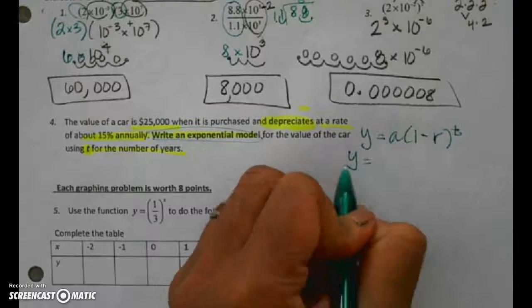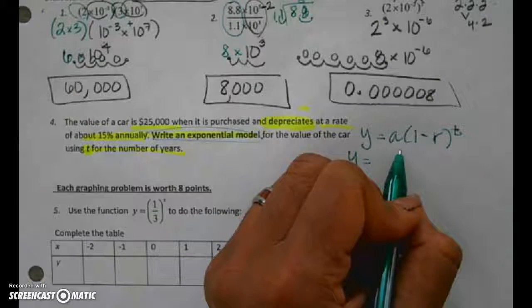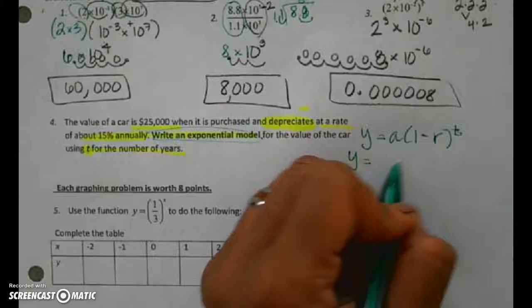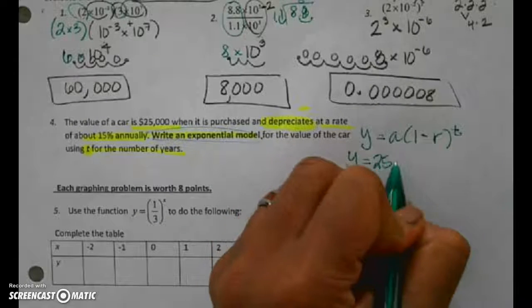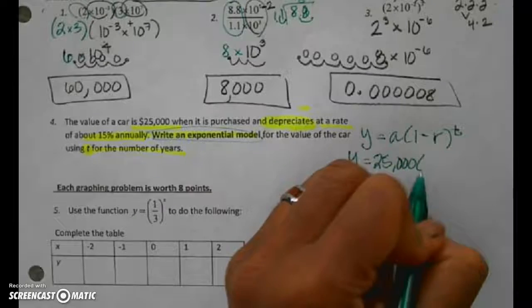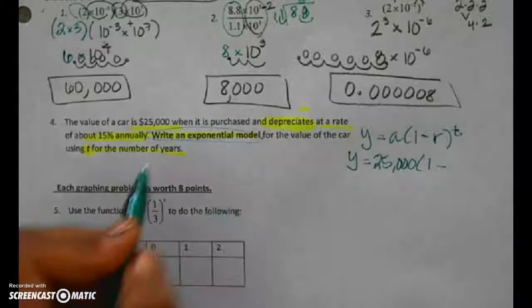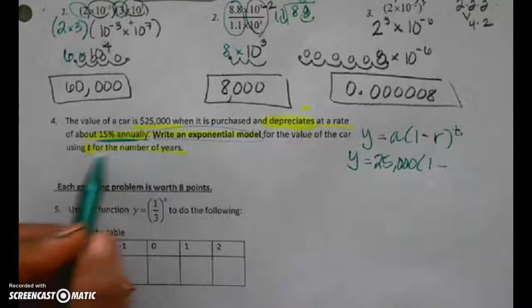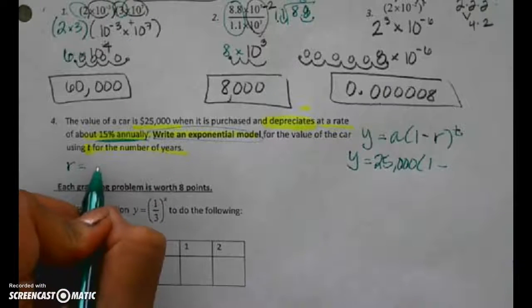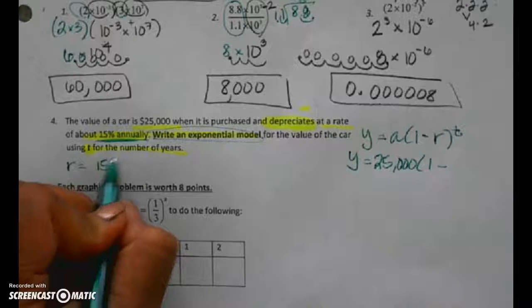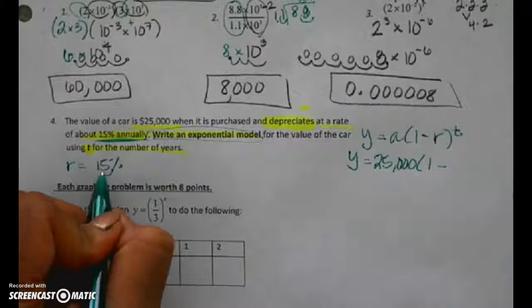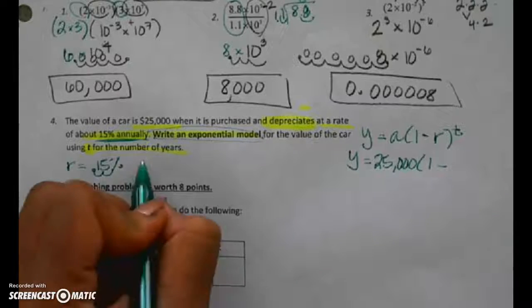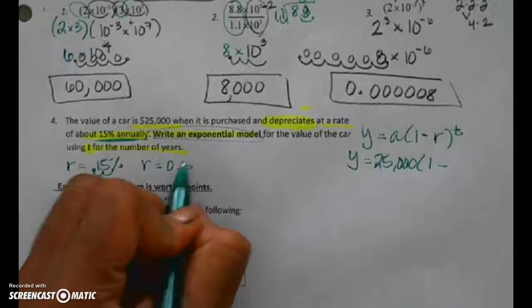I'm looking for a model for the y. The a is your initial amount. That's the amount that you're starting off with. So this car starts off at being worth $25,000. Then we're subtracting its value by 15% every year annually. So yes, this is the r in the equation, but remember you have to move the decimal point over twice in order to make it a decimal instead of a percent. So r equals 0.15.